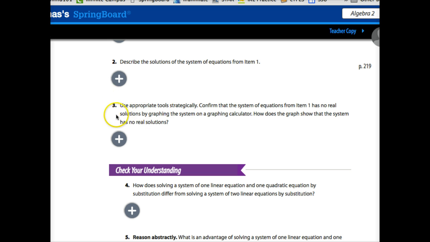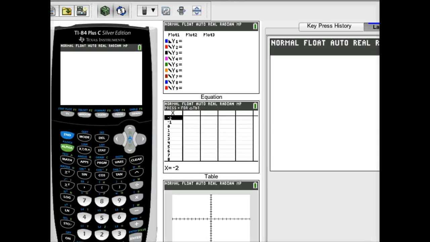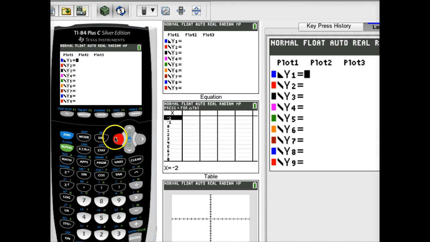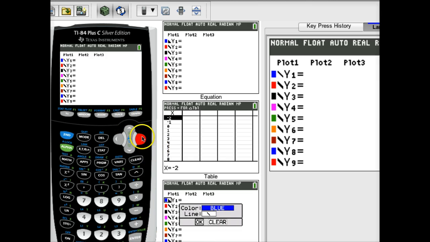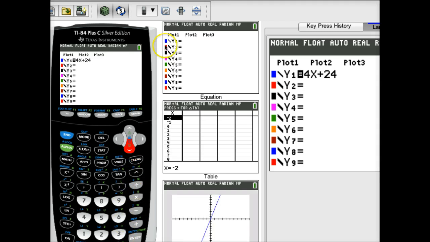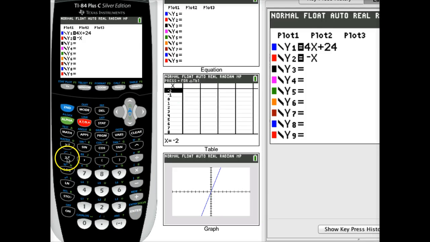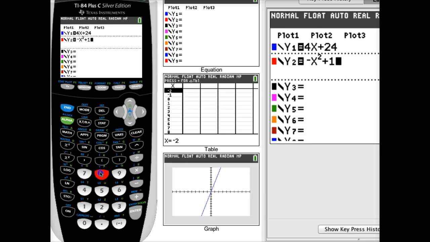Because if we talk about number 3, confirm that the system of equations has no real solutions by graphing it on the graphing calculator. How does the graph show that the system has no real solutions? So if I pull up my graphing calculator here, and I'm going to graph the system. Okay, here's my graphing calculator. Go to my y equals. Oh, notice I've still got an inequality there, so if you still have inequalities from when we graphed those the other day, go ahead and change that back to an equal sign. So it doesn't matter which one you put in y1 and which one you put in y2, but if I put in 4x plus 24 in my y1, then I've got to move this up here, negative x squared plus 18x minus 29 for my y2.